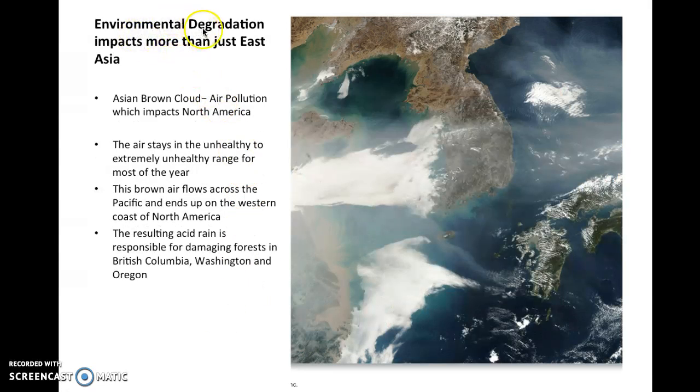What you're seeing here is environmental degradation. So the impact's more than just East Asia. It looks like kind of a foggy print, but if you look at it, this bright white is moisture, but the rest of this is smog. And it's impacting Japan and South Korea in particular. You notice in North Korea there's almost no smog. That's because there's no manufacturing to speak of.